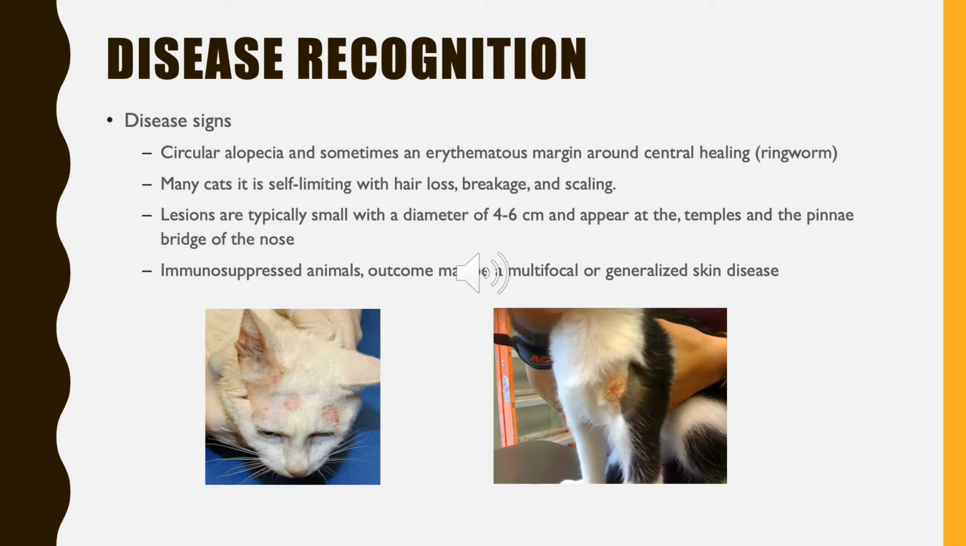Recognition of the disease: it presents with circular alopecia and an erythematous margin around central healing, the ringworm. Lesions are typically small, with a 4 to 6 centimeter diameter, and can appear at the temples, pinnae, bridge of the nose, feet, and tail. If left untreated, all areas of the body can be affected with hair loss and crusted lesions. In most cats, this is a self-limiting disease with hair loss and scaling. If the cats are immunosuppressed, then the outcome may become a multifocal or generalized skin disease.